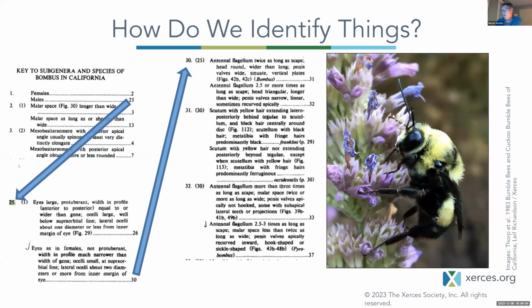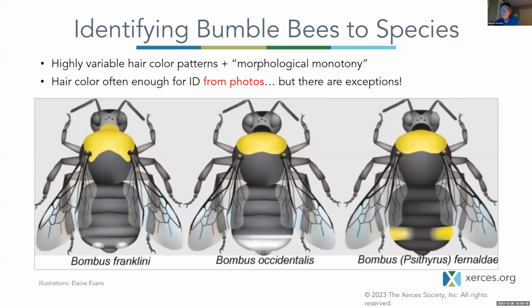But at Xerces with the Bumblebee Atlases, we don't destructively sample bees, we don't kill bees, and therefore we don't use microscopes in the lab to try to identify bees using these very complicated keys like this. Instead, we are doing photo-based ID, right? I think virtually all of you are familiar with this. So it's a little bit different.